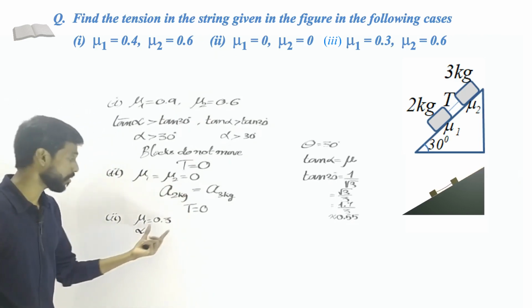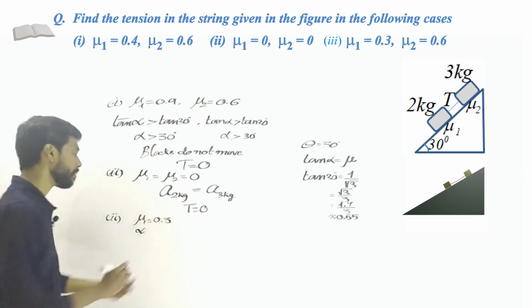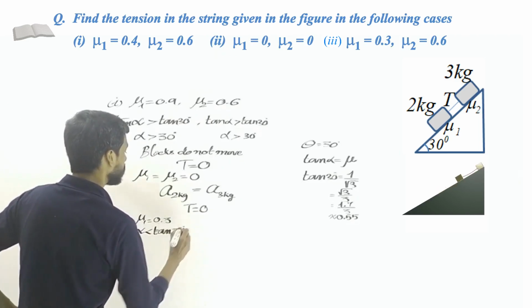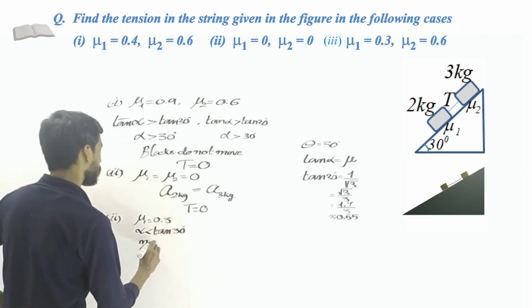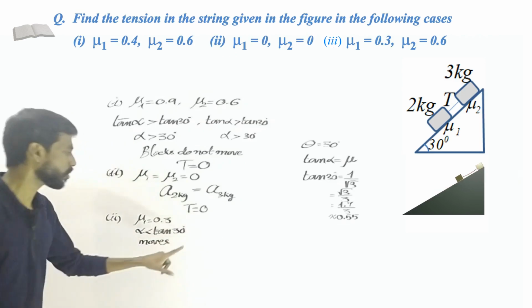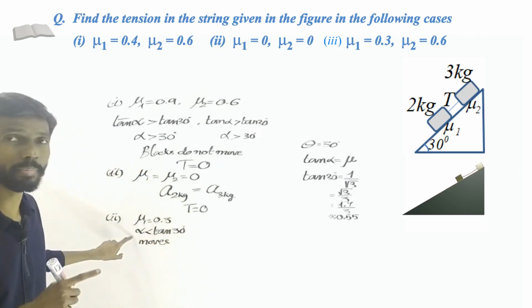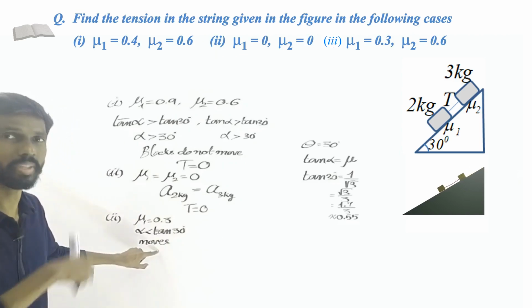This time angle alpha, right? See 0.3, right? That means tan alpha is less than tan 30. Sorry, alpha is less than 30 degrees. That means the object moves. Alright, so 30 degrees is greater, which means the angle is more than the angle of repose. That means it moves, which means it has some acceleration.